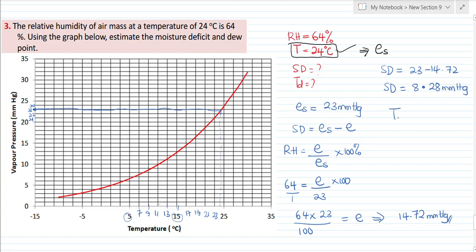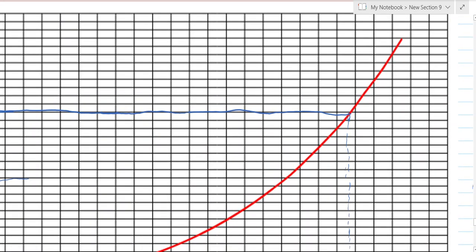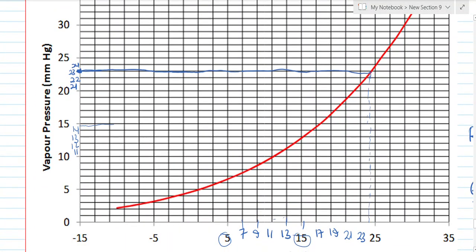Now the last thing is to find the dew point temperature. Now, how do we get dew point temperature from the curve? We need vapor pressure. So we need a vapor pressure of 14.72. So we count to the vapor pressure as this. So this is 10, 11, 12, 13, and 14. So it's going to be somewhere close to 15. So let me open up so that we can see it. So it's close to 15, but it's not 15.